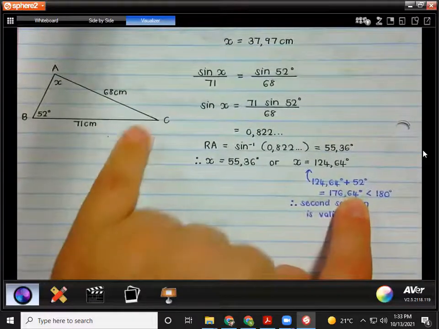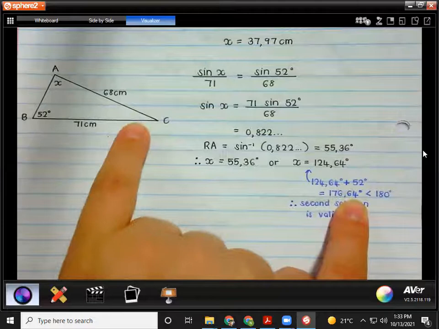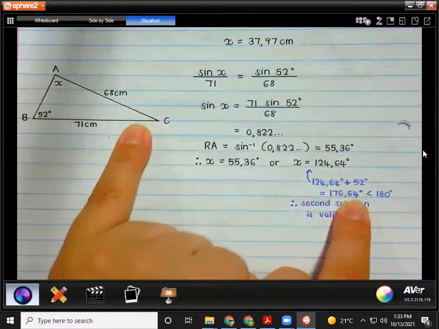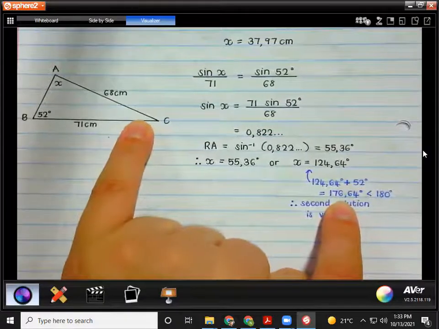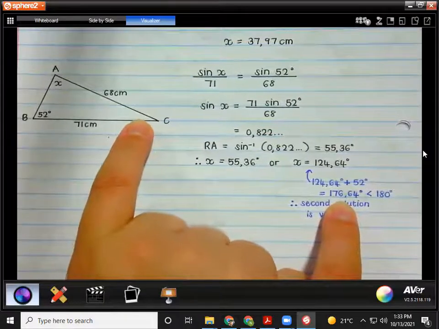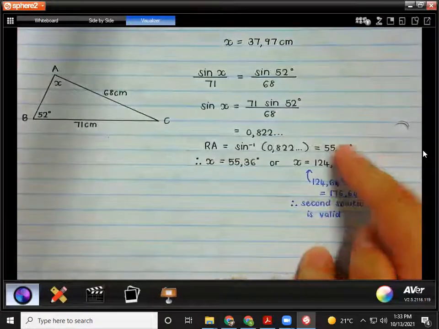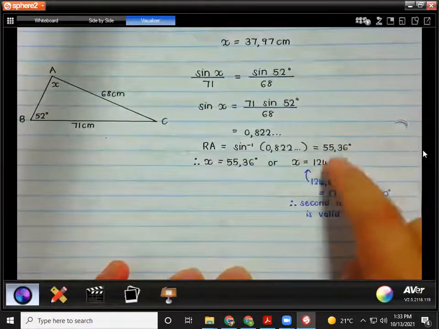Which means that there is still space for the third angle, even though it would be a very small angle, it would be 3 point something, 3.36, I think. But that doesn't matter, that could still be an angle there. So that is why you have to state the second answer there for this one.